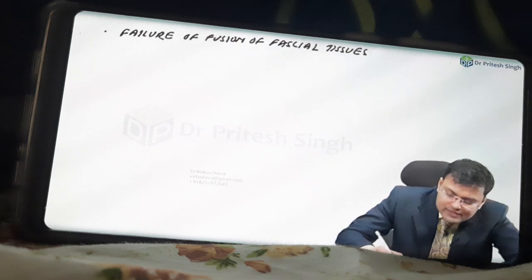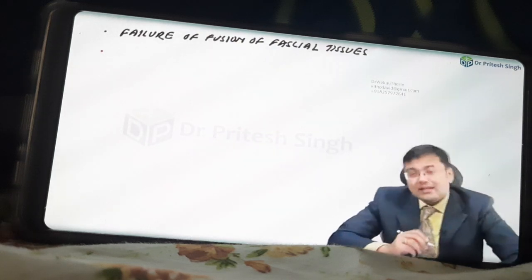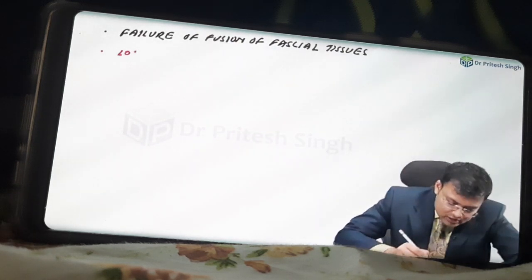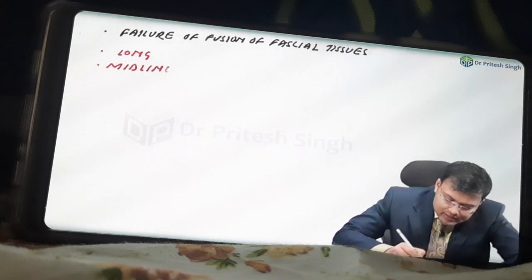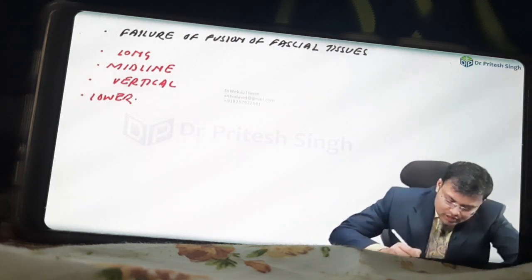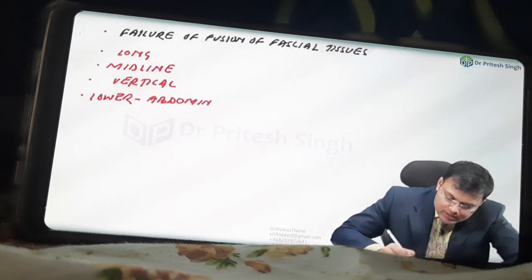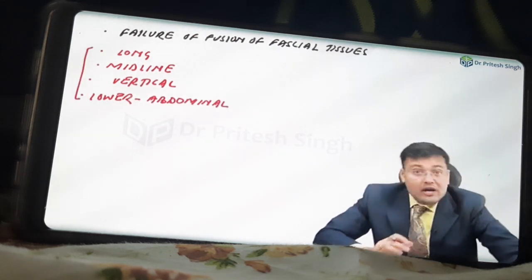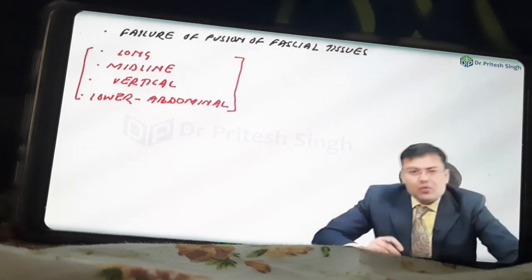Facial tissue. So in which cases is there increased risk? There is increased risk of incisional hernia. In which cases of incision? First, long, midline, vertical, lower abdominal incisions. So there is increased risk of incisional hernia when there is a long, midline, vertical, lower abdominal incision.